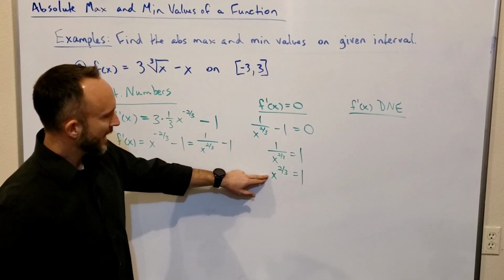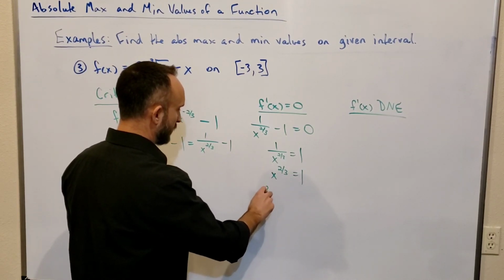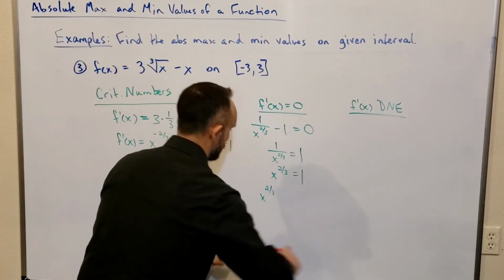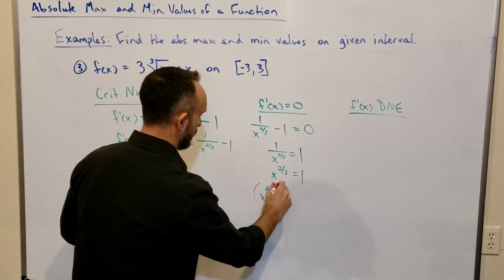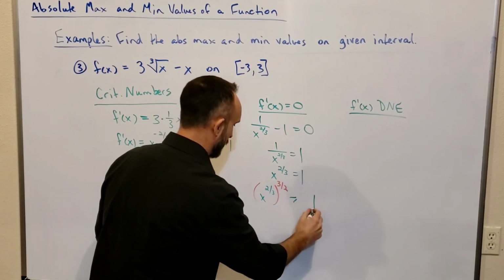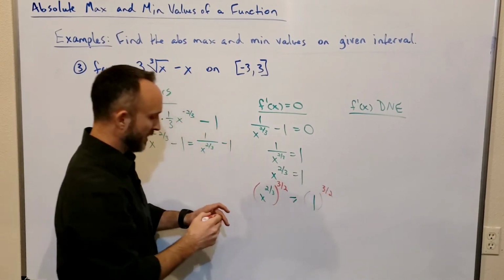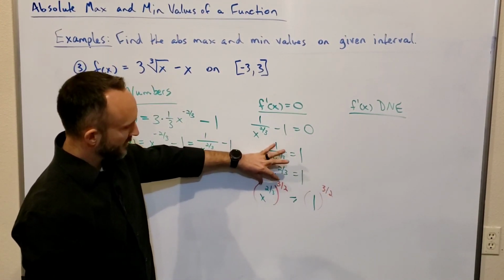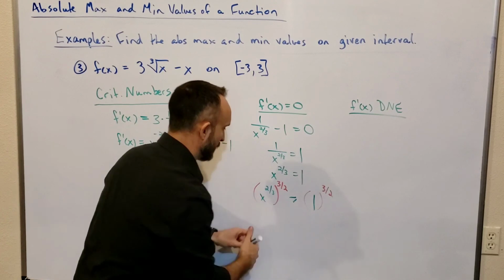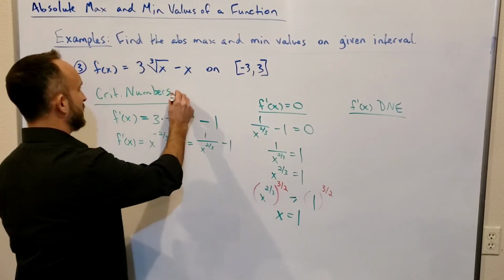And so now, how do we get rid of a 2/3 power? Well, what we do is we can raise that to the reciprocal power. So I could raise this to the 3/2 power. And if I do it on the left side, I have to do it on the right side also. Take the 1 and raise it to the 3/2 power as well. And then you can see that the exponent properties say, well, we multiply those exponents and we get x to the first power. So that's a simple way to do that. So we just get x equals 1 to the 3/2 power, which is 1. So 1 is a critical number, okay?